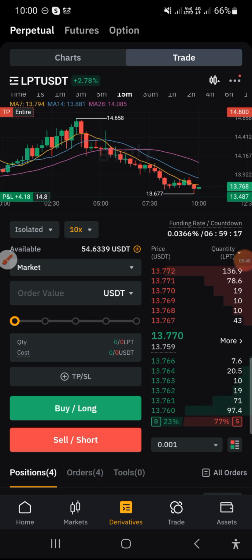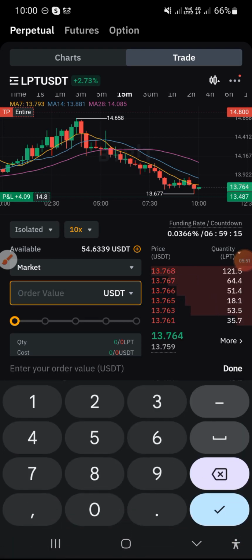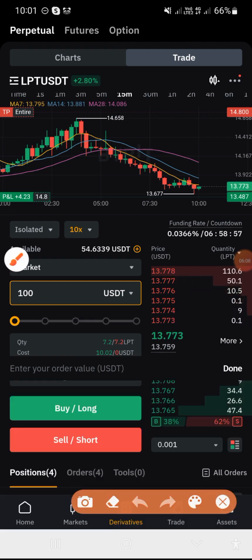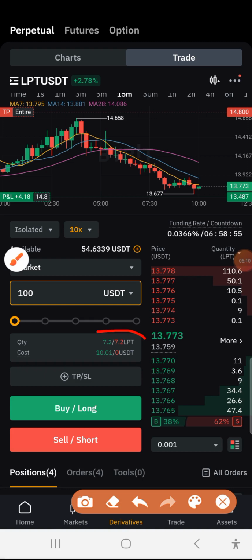All right, that means if you come here and put $100, 10 times 10, you put $100. If you come below and check quantity and cost, you see that it is 10.02 USD. That means it is $10. That is the actual amount you are using.